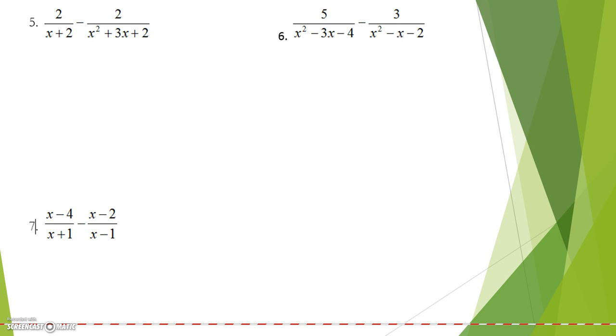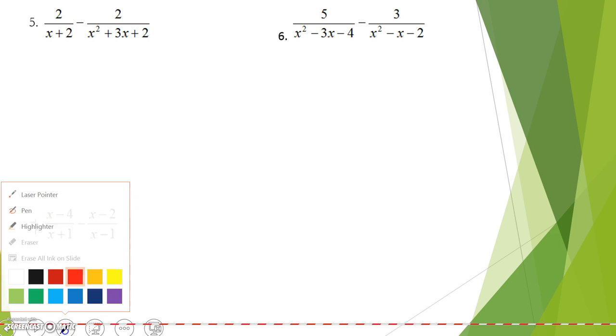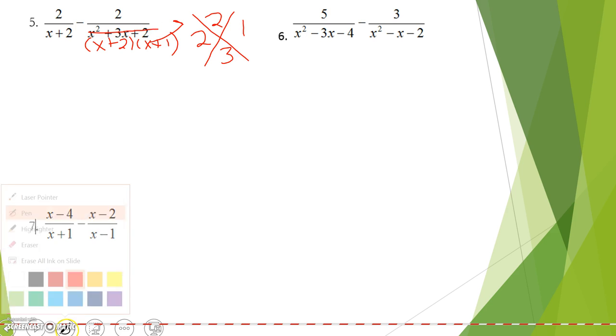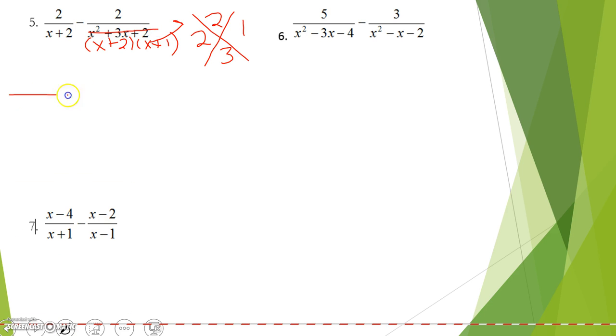All right, so for the next one, what we need to do is we have to get a common denominator by factoring the bottom of the second one, just like we did in the previous ones. 2 up top, 3 down bottom. 2 and 1, multiply to 2 and add to 3. So we do that because now we see they have something in common. What they have in common is an x plus 2. So I'm going to have x plus 2 in my common denominator, and then I'm also going to have an x plus 1 because the other one has it.